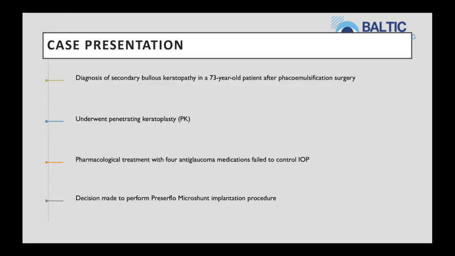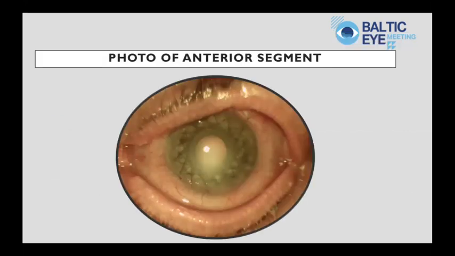I would like to talk now about my case. The case involves a 73-year-old female patient who underwent penetrating keratoplasty 2 years ago. The surgery was necessitated by persistent bullous keratopathy, which developed secondary to cataract phacoemulsification. Despite receiving comprehensive local treatment with 4 different groups of anti-glaucoma medications, the patient unfortunately developed secondary glaucoma. The condition was further complicated by advanced optic neuropathy.